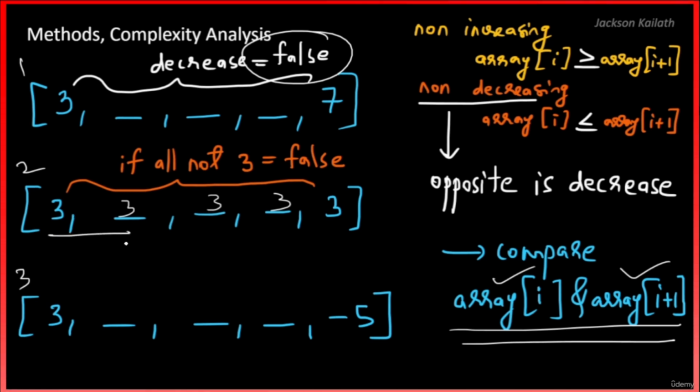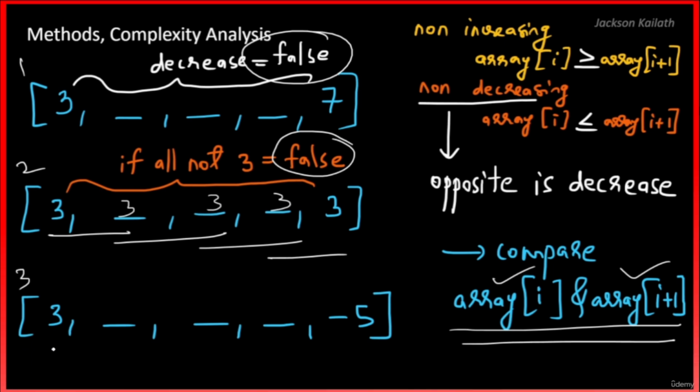So these two should be equal, these two should be equal, these two should be equal, and these two should be equal. Now, if any of these conditions is violated, then this array will definitely not be monotonic and we can just return false, right? So if all of them are not equal, then we can just return false. All right. Now let's look at the last case.